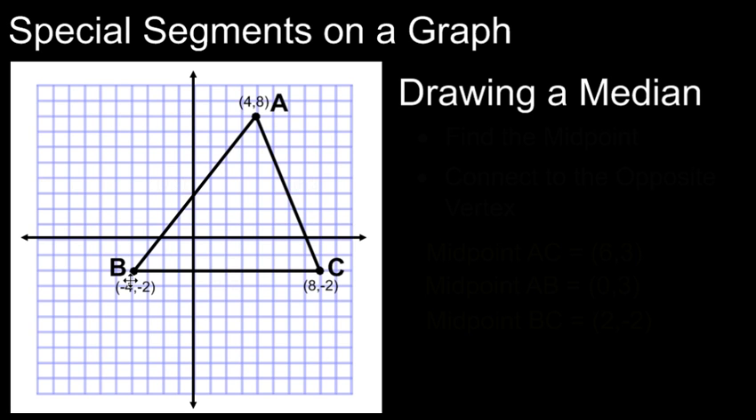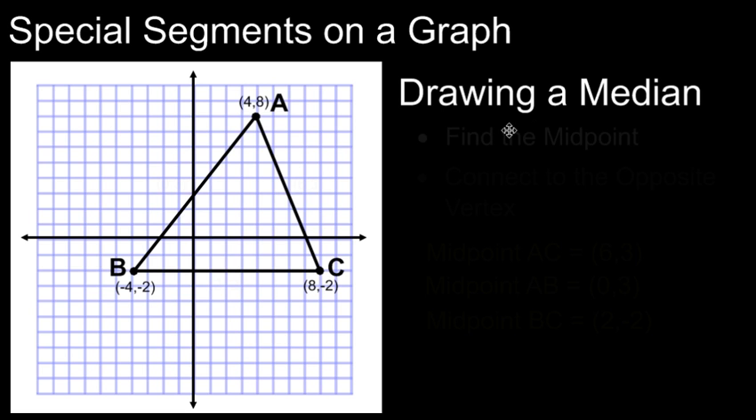Okay, class, today we're going to talk about how to draw special segments on a graph. By special segments, I'm talking about altitudes, medians, and perpendicular bisectors. The first one we're going to do is a median. If you remember correctly, a median is a line segment that goes from the vertex of one part of the triangle to the midpoint on the opposite side.